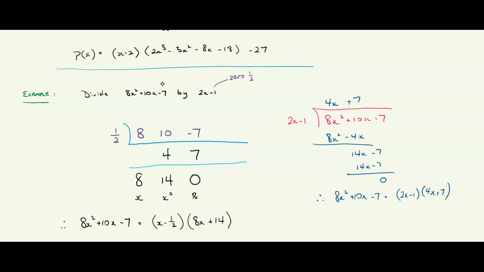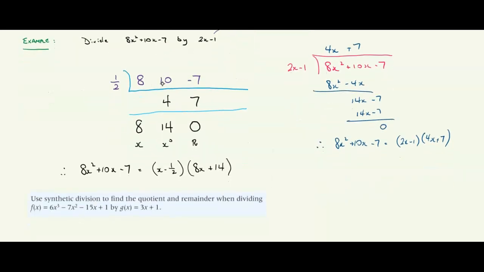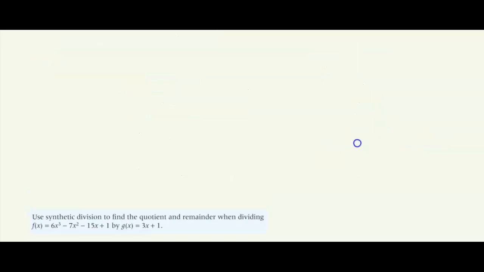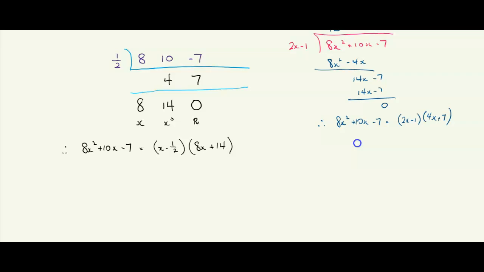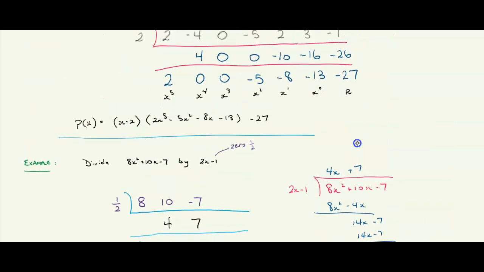Now this looks a little bit ugly, doesn't it? So what we're going to do, this factor here, we can take a 2 out of that, and so therefore we can write this as 2 times x minus a half, 4x plus 7. And we can distribute that 2 through the first factor here, so I'll get 2x minus 1, which is what we started with up here.